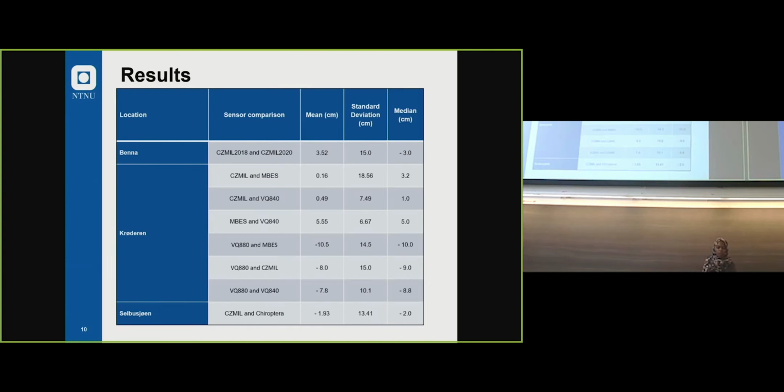And here is the general overview of the result, a summary of the mean value, the standard deviation and the median of each comparison in each lake. It is worth mentioning that the mean residual value between the sensors did not exceed 15 centimeters.